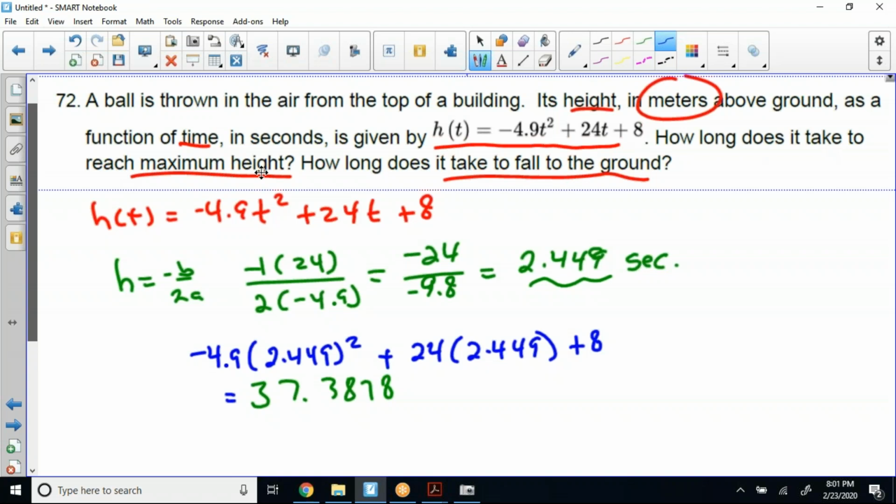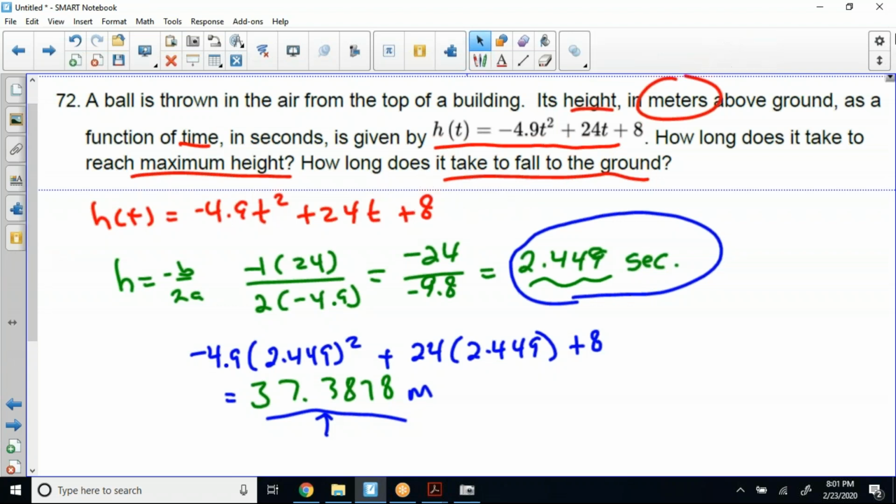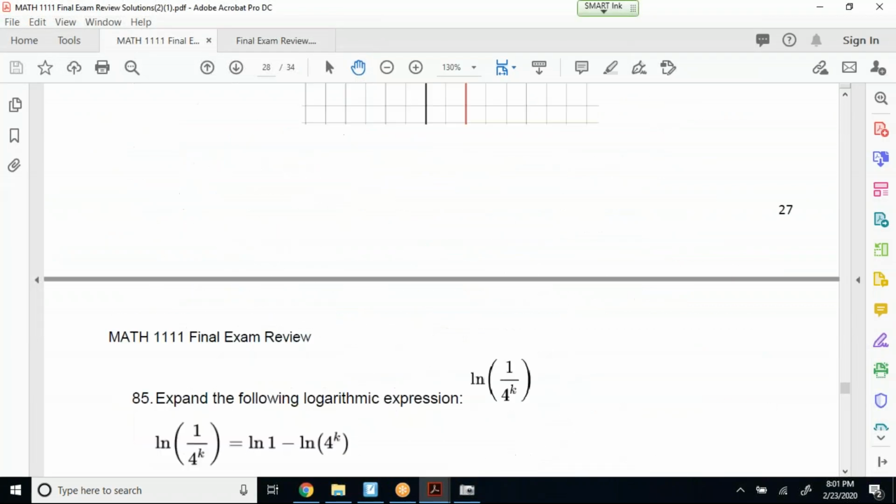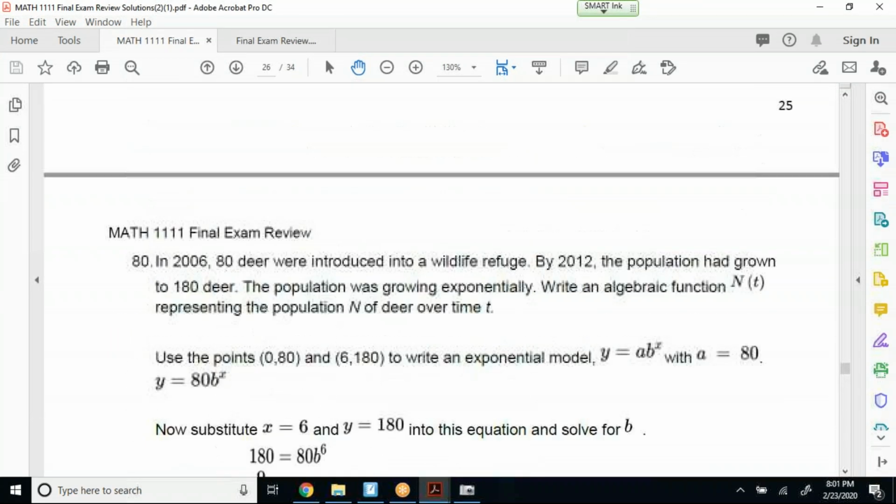So how long did it take to reach its maximum height? Well, it only took 2.449 seconds, and its maximum height happened to be 37.3878 meters. So they only wanted the first one, but I went ahead and showed you how to find the vertex of it. Now, how long does it take to fall to the ground? Well, that's just a quadratic formula, and I'm just going to refer back to 72 right here as it's worked.